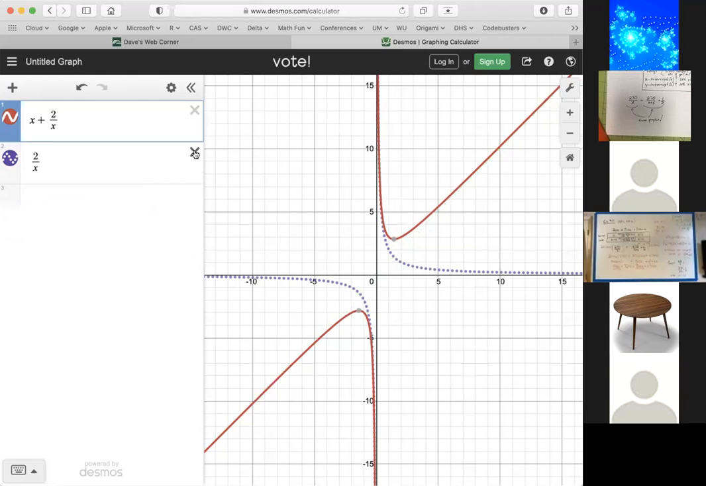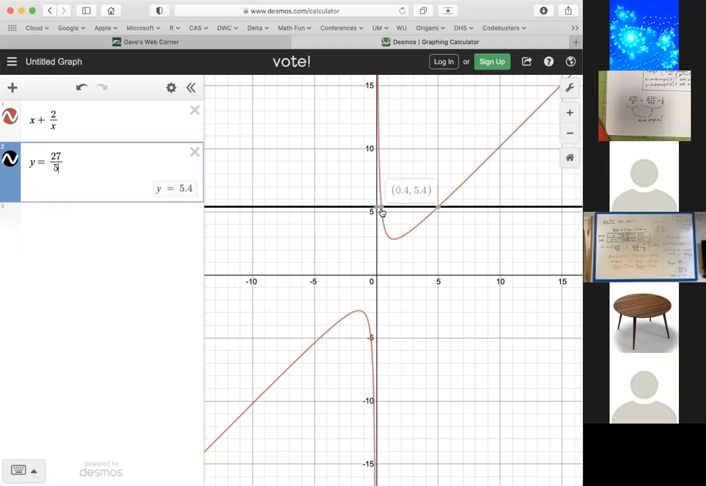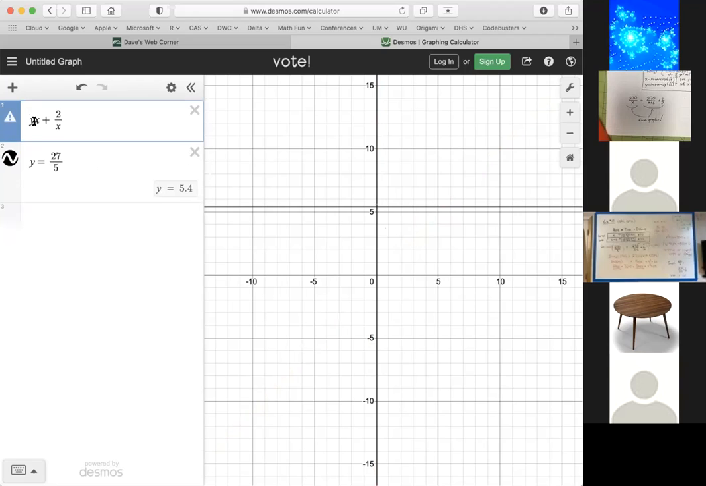Okay, how does that help us solve our problem? Well, what was I trying to find? I was trying to find the moment, and I wrote it on the board, so I have to look up at my board, when x plus 2 over x was equal to 27 over 5. Let's add a line at 27 over 5, right there. And so I ask myself, are they ever equal? And I can see visually they are equal twice.